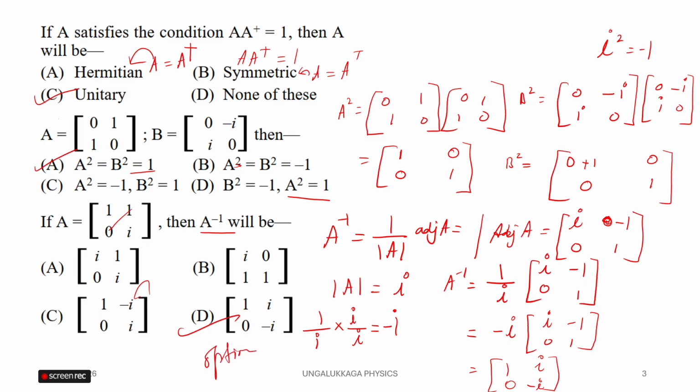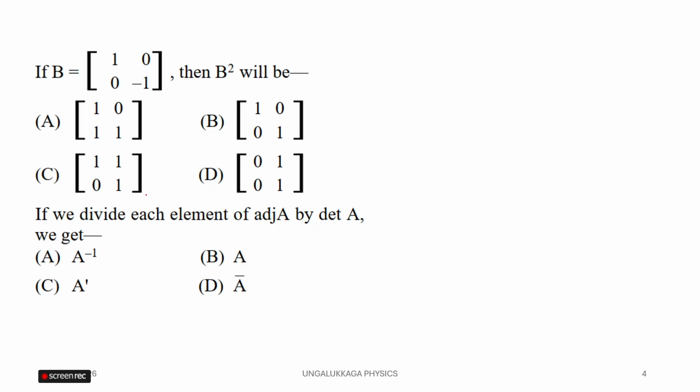So while solving this problem, we have to know 1 by i is nothing but minus i. If you don't know this, you are not able to solve this problem, or you will end up in a wrong answer, right? And B square. Here we have diagonal matrices, so only diagonal elements are present here, so we call that a diagonal matrix.